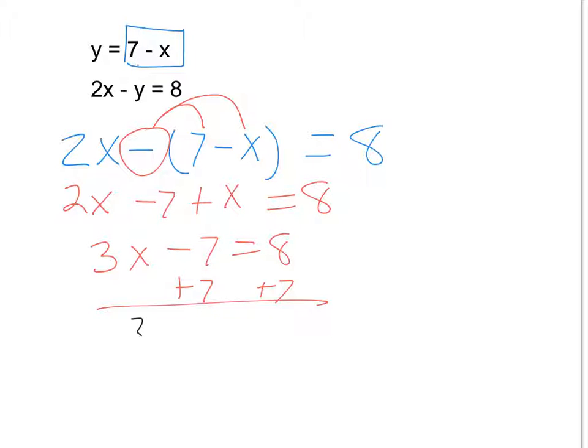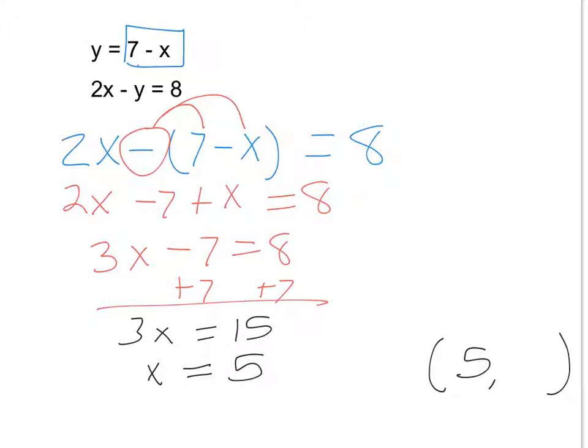And we end up with 3x equals 15. You can divide by 3 and you'd end up with x equals 5. So again, in our ordered pair, we know that x is 5. And you don't always solve x first. That just happens to be what's happened so far.